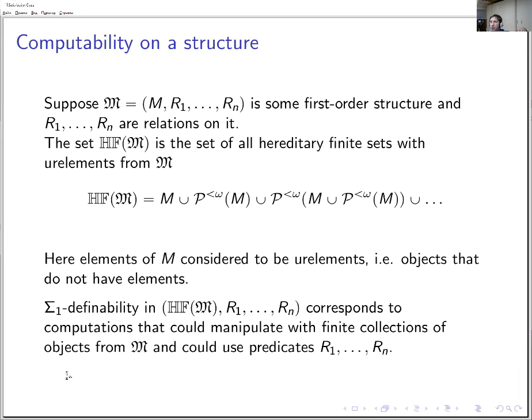Then we relativize the construction of hereditarily finite sets to the domain of some model M, where we treat the elements of this domain as urelements, and we allow finite sets built up from elements of M. In the same way we define the notion of sigma 1 formula in HF of M. In sigma 1 formulas we allow the use of the additional predicate symbols that were present in model M. And this gives us a rather natural notion of computability over a given model.